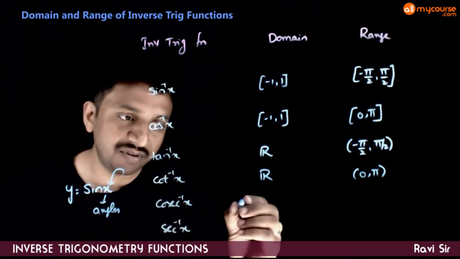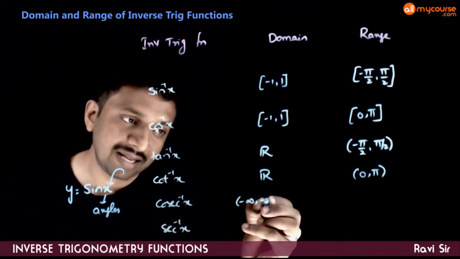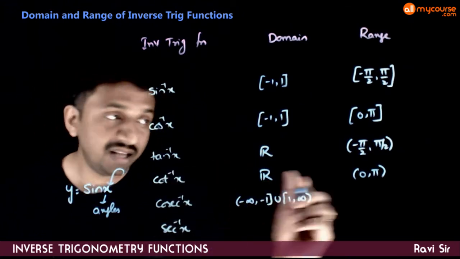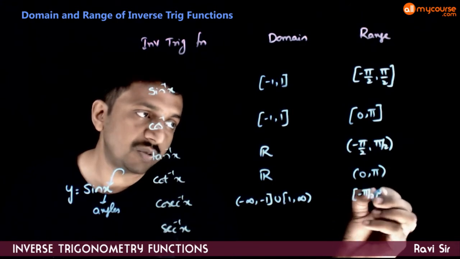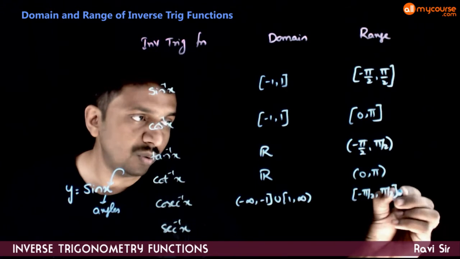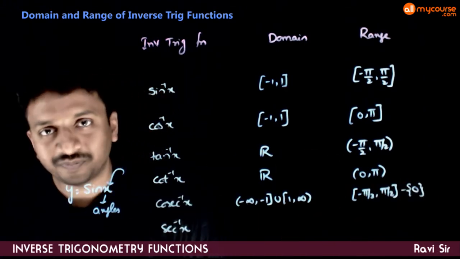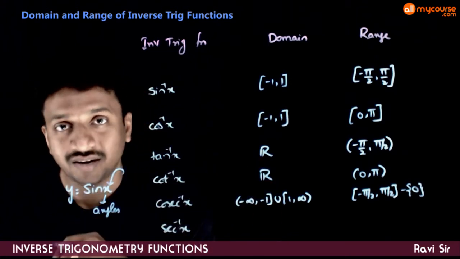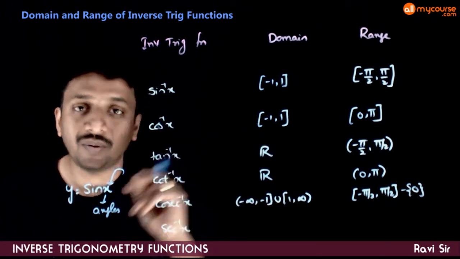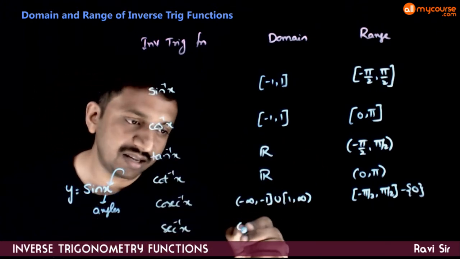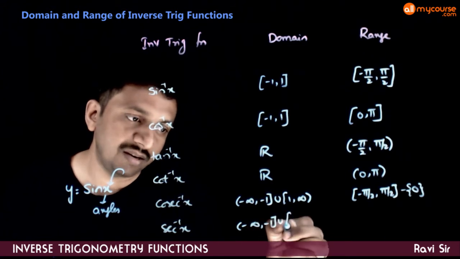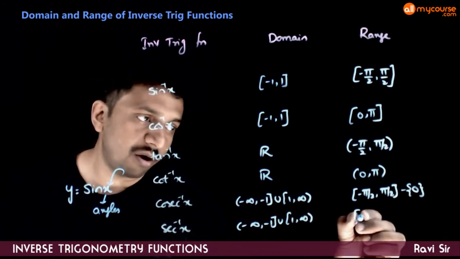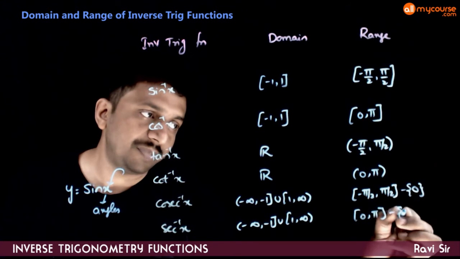Cosecant inverse and secant inverse take in values from minus infinity to minus 1, union 1 to infinity, and cosecant inverse gives out values between closed minus pi by 2 to pi by 2 except the angle 0. Angle 0 does not occur in the range of cosecant inverse x. Whatever number you put here, it will never give you 0 as the answer. Similarly, secant inverse has a domain of minus infinity to minus 1, union 1 to infinity, and the range of 0 to pi except pi by 2.